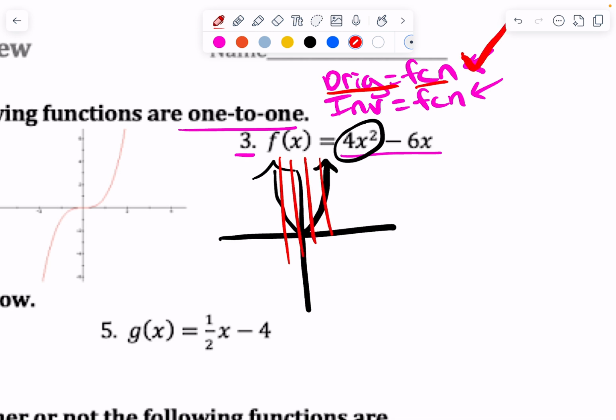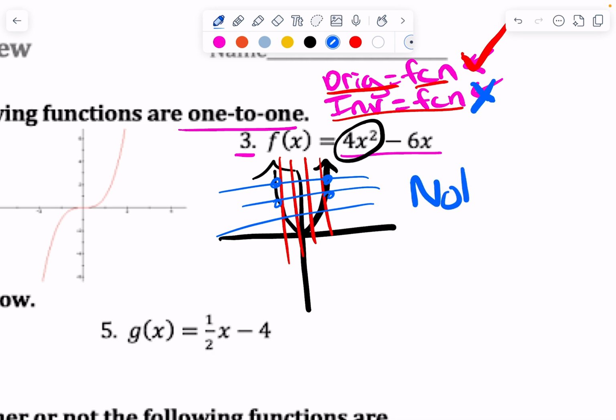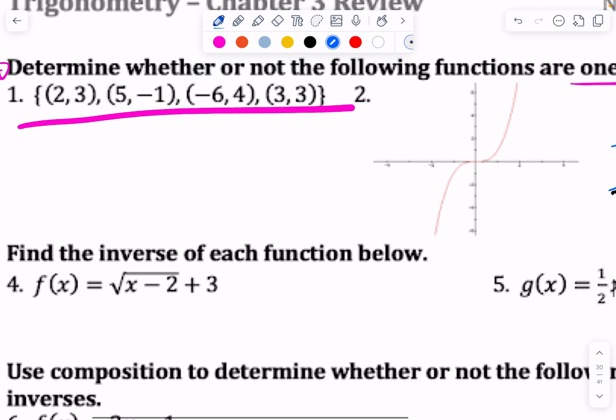That one is okay. But in order to see whether the inverse is a function, I'm going to see whether it passes the horizontal line test. It does not pass the horizontal line test because it's going to touch at more than one place for each horizontal line. So the original is a function, but the inverse is not a function, so it is not one-to-one.